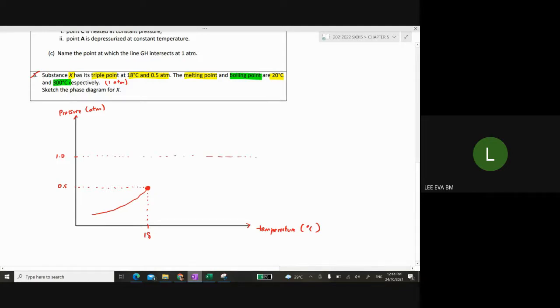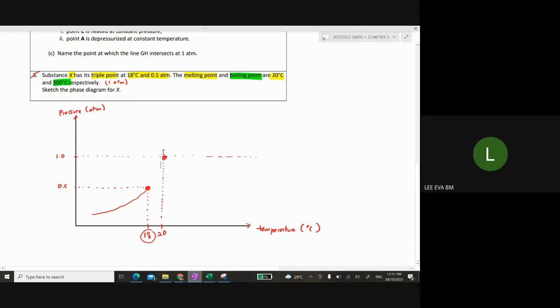Okay, so the melting point is 20 degrees Celsius. I have already got the 18 over here. So on the right or on the left should I plot? Towards the right. So let me put over here 20 degrees Celsius, close to 18 because it's quite near. So at this point is my melting point. So I put one point.